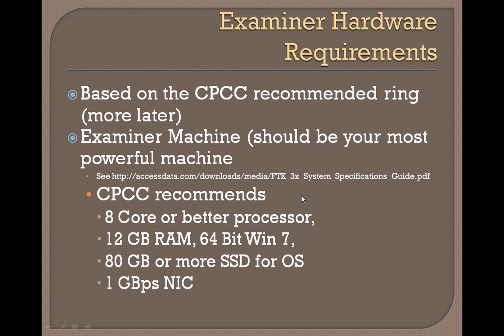We would recommend, therefore, that the header machine, the examiner machine, have an 8-core or better processor, 12 gig of RAM, Windows 7 64-bit, and an 80 gigabyte or larger, probably larger these days, solid state drive for the OS. The solid state drive really matters. It really brings the performance out in the header machine. A gigabit per second NIC, no question, that's very important.